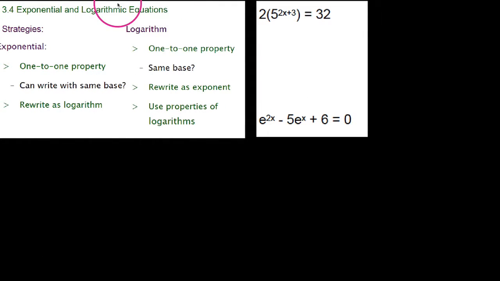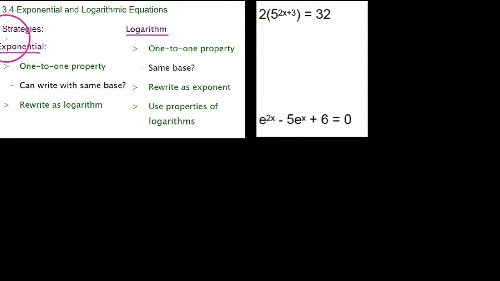Okay, YouTube, in this video and in this section, really, we're going to focus on solving exponential and logarithmic equations, or at least equations that involve exponential expressions or logarithmic expressions, and how we can rewrite them in order to more easily solve them. So in terms of strategies, you're going to notice that on the left I've got listed exponential, on the right we have listed logarithm.